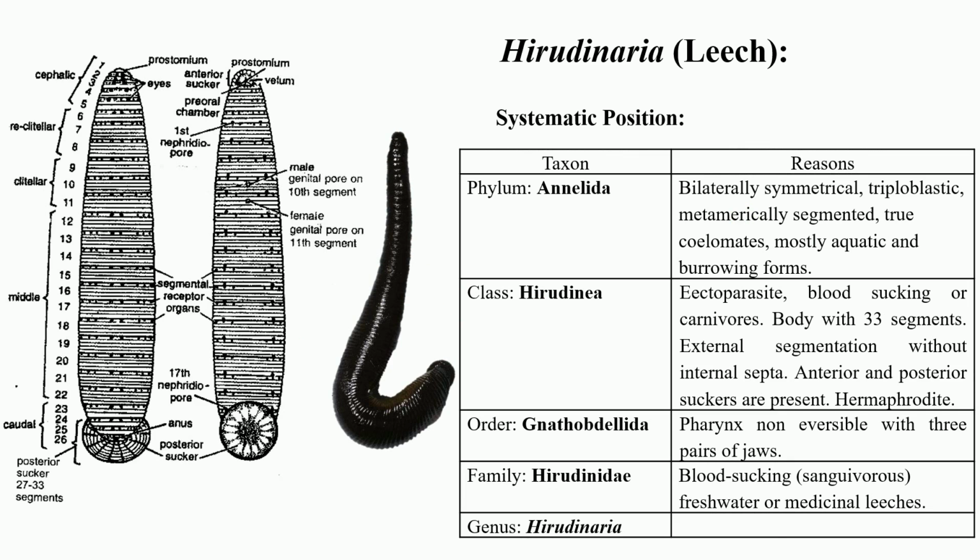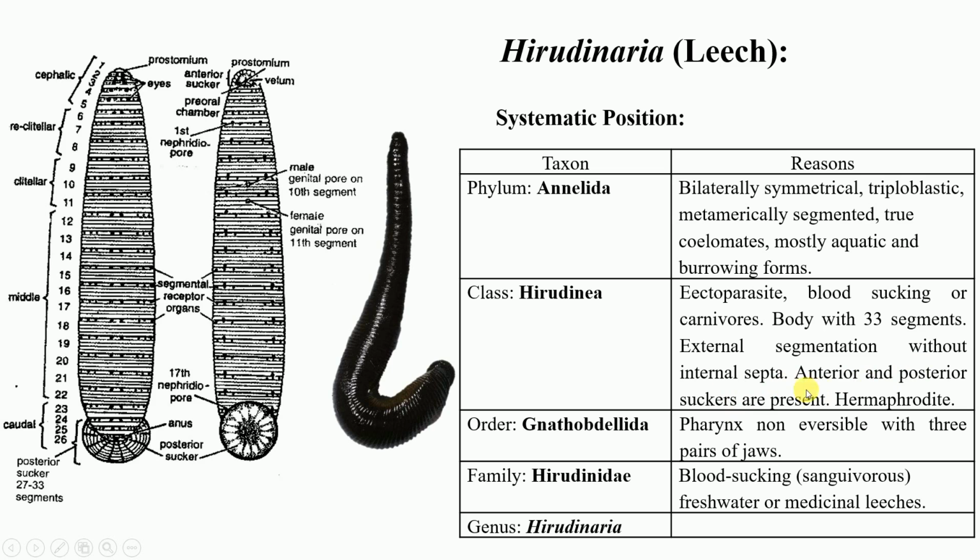Then it belongs to the class Hirudinea. The reasons for Hirudinea are that they are ectoparasitic. So these are organisms that are ectoparasites, and usually they are blood sucking and carnivorous. The body is provided with 33 segments. External segmentation is without internal septa.